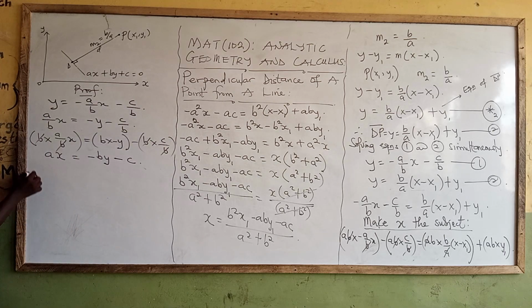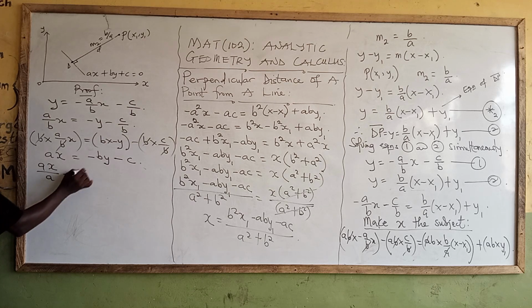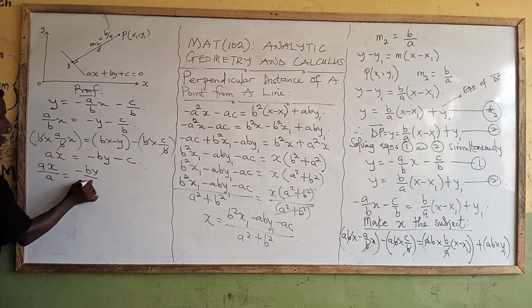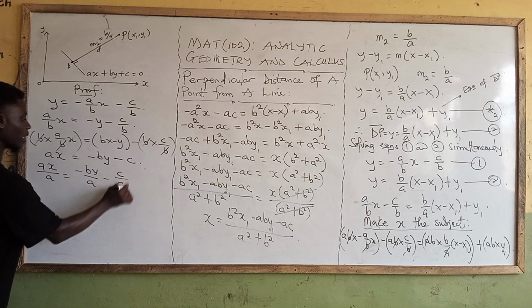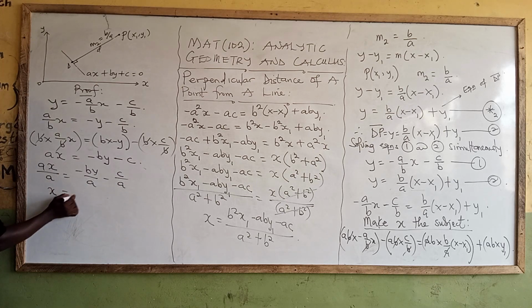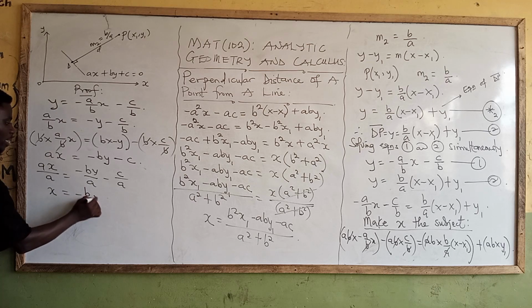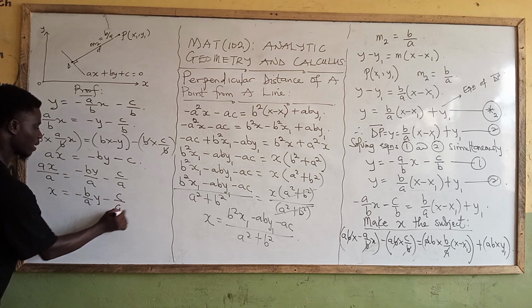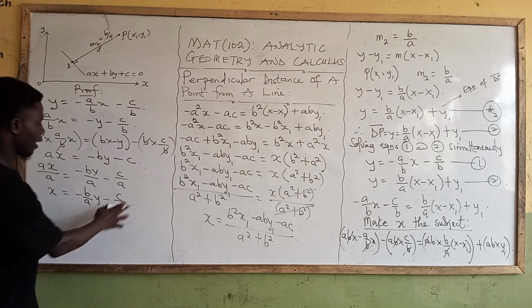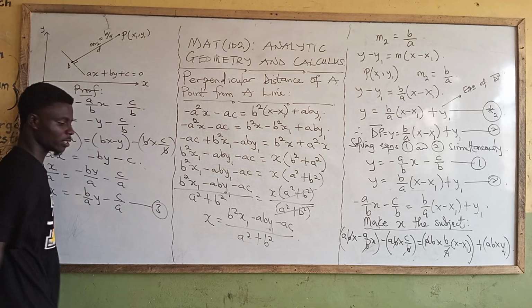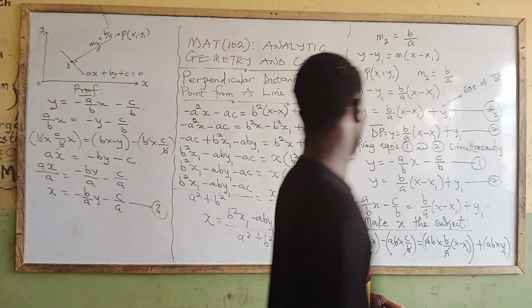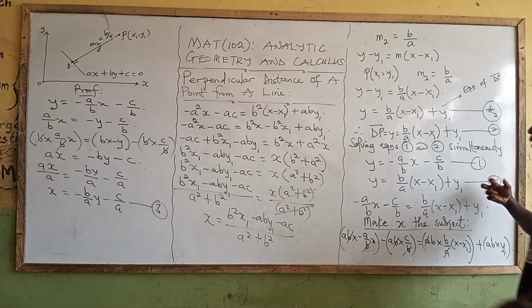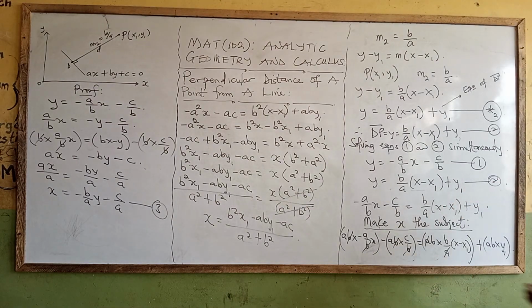So we divide both sides by a. So I get x equals negative by divided by a, negative c divided by a. I get my x equals negative b over a y minus c over a. Right. So I can label this one as equation 3. Then we have this equation 2. We make x the subject here.